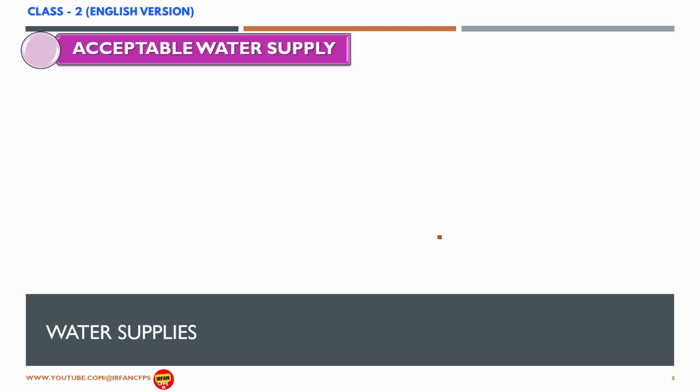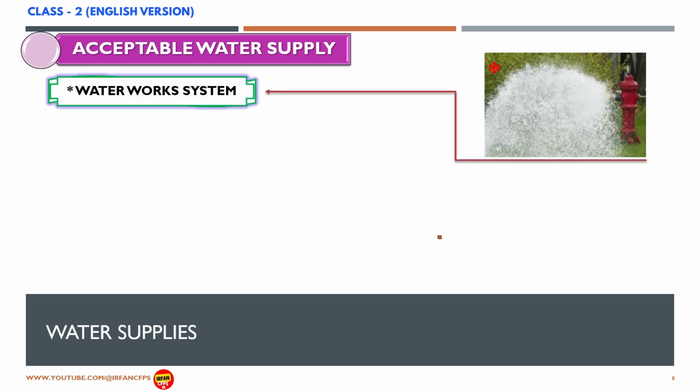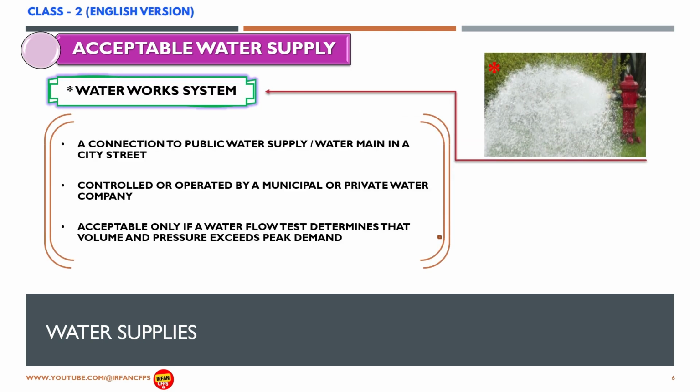Number 1, as we discussed, waterworks systems. Typically, a connection to a public water supply is commonly referred to as a waterworks system. This is typically a connection to a water main at the street level. These can be controlled or operated by a municipal or private water company. A connection to a public water supply is acceptable only if a water flow test or any other approved method determines that the volume exceeds peak demand. The pressure also needs to exceed the peak demand, but that can be increased by installing a fire pump.